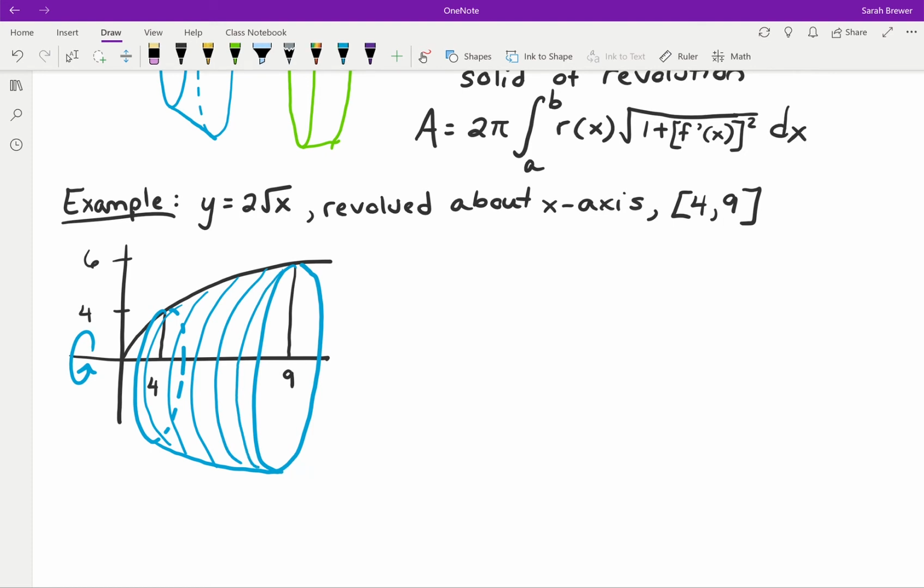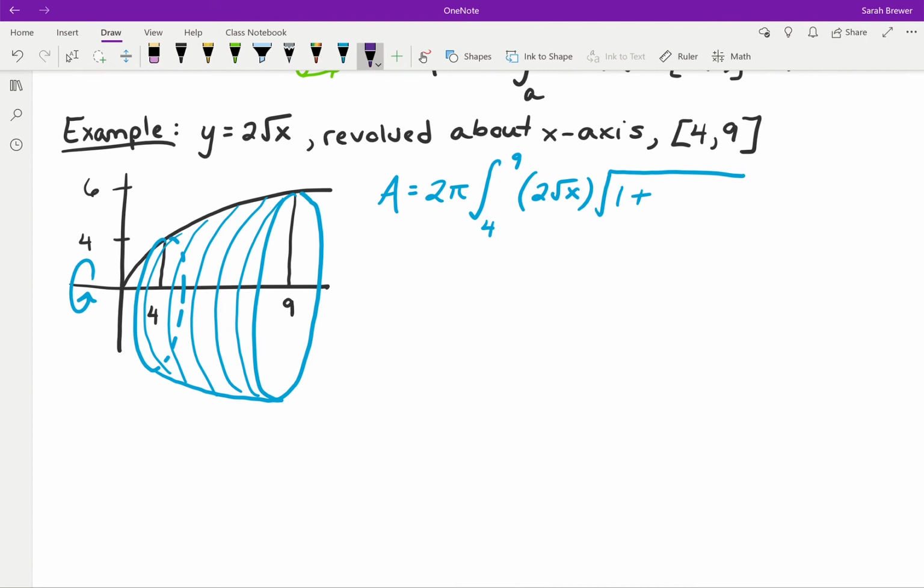Okay, so my formula says that my area is going to be 2 pi times the integral from, in this case, 4 to 9. My average radius is just going to be my function value. So here, 2 times the square root of x, and then times the square root of 1 plus my derivative squared. Well, so let's take a look at our derivative.